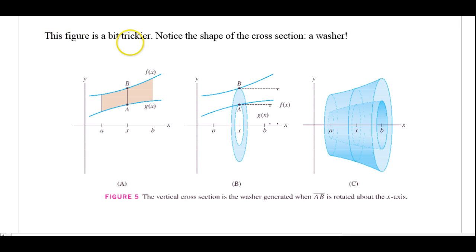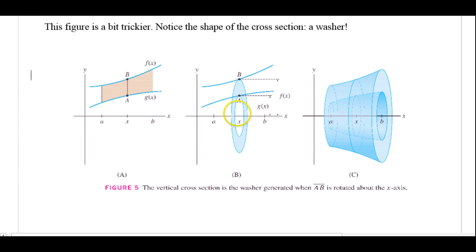This figure was maybe a bit trickier to think about that rotation. So this here was the region we were trying to rotate, and on the far right, this is what the solid would eventually look like. So notice that the shape of a cross-section is this time a washer. If you're not familiar with tools, maybe you don't know what a washer looks like, but basically a washer looks like a circle with another circle carved into it.